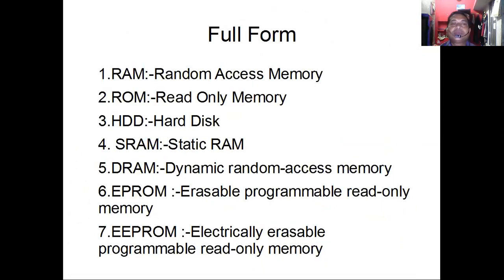And full forms here. Number one, RAM, random access memory. Next we have ROM, read only memory. Next we have hard disk. Next we have SRAM, static RAM. And number five, DRAM, dynamic random access memory. EPROM means erasable programmable read only memory, and EEPROM means electrically erasable programmable read only memory.